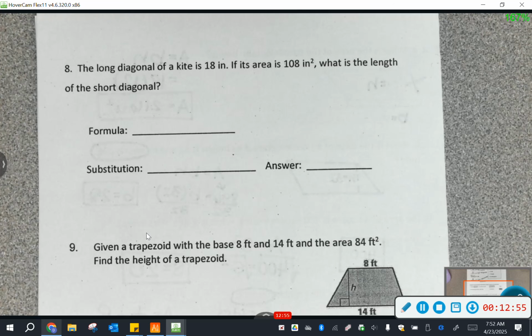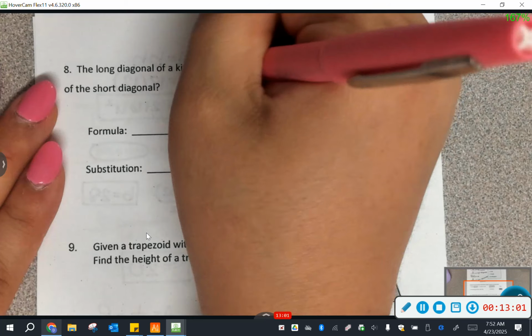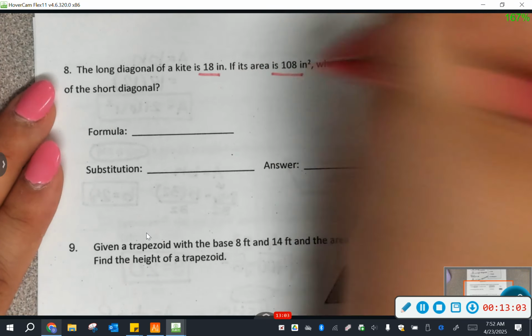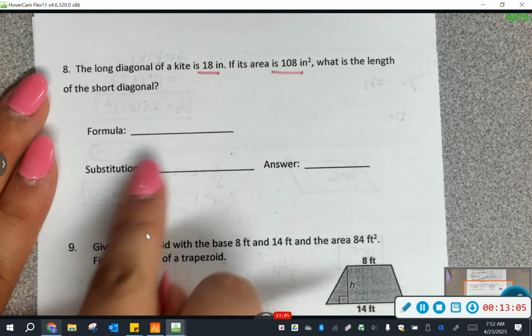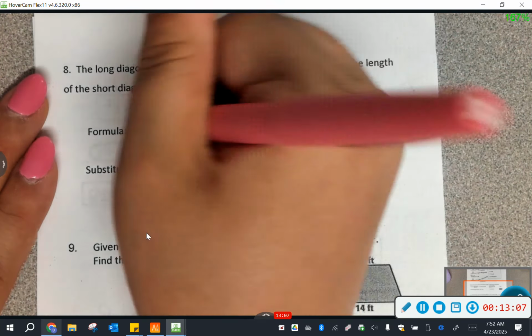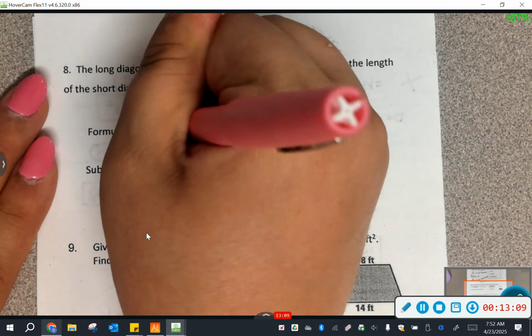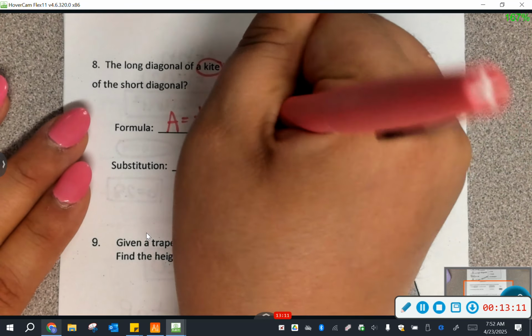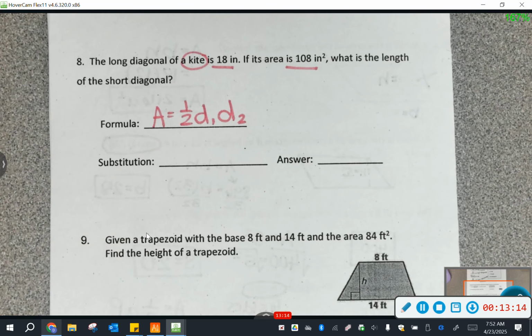All right, let's turn our paper over, please.